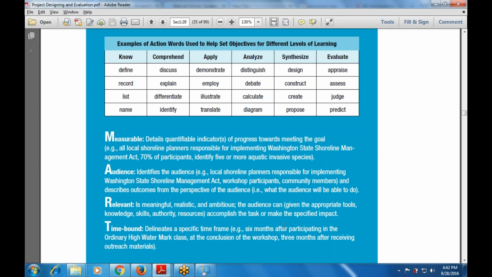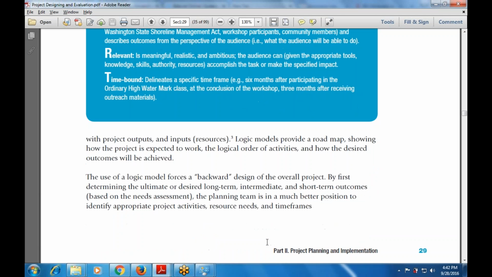Then time bound. Time bound means within the time budget. For example, if I say this project will be completed within 6 months, then before 6 months is okay, but after 6 months is beyond the deadline. That is not okay for the project. That is a SMART objective: specific, measurable, audience, relevant, and time bound.